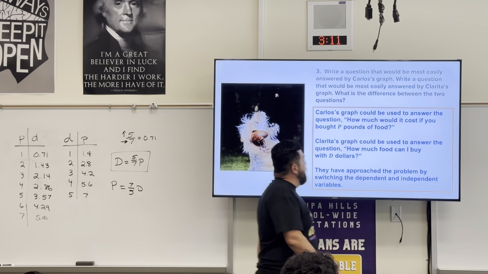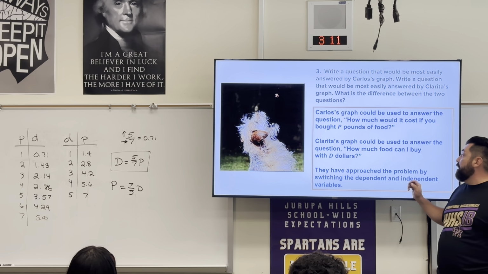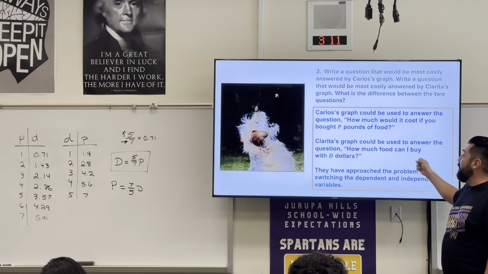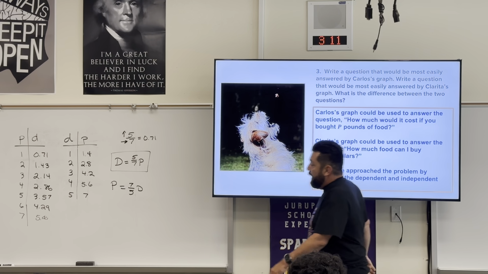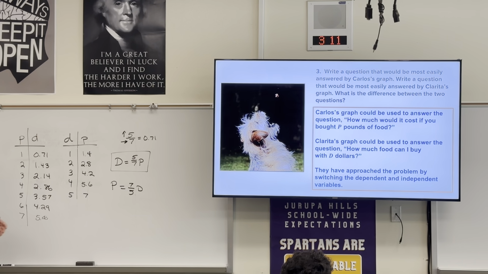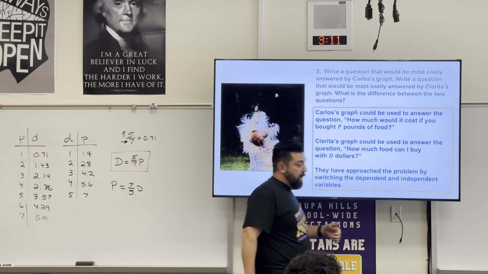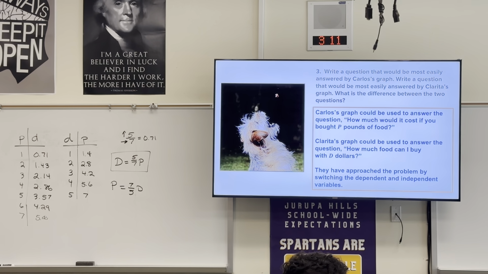With Clarita's graph, again, here's this very generic question. All of yours are going to be different. How much food can I buy with X amount of dollars or D amount of dollars? So, how much dog food can I buy for $1? How much dog food could I buy for $3? How much dog food could I buy for $2, right? Any of those questions would match Clarita's graph and you could answer it, okay? They have approached the problem.